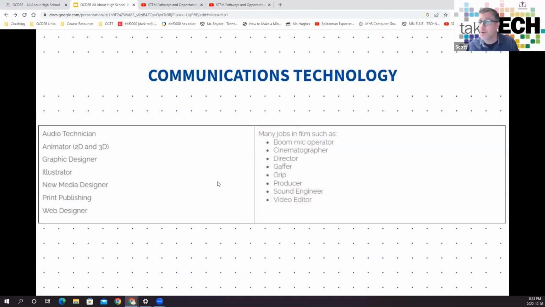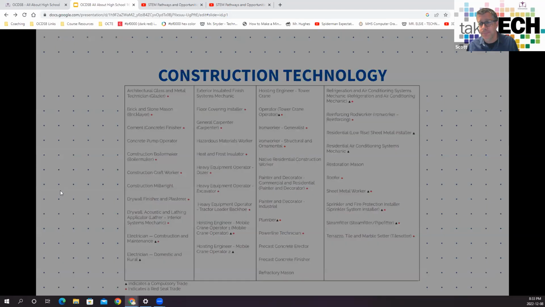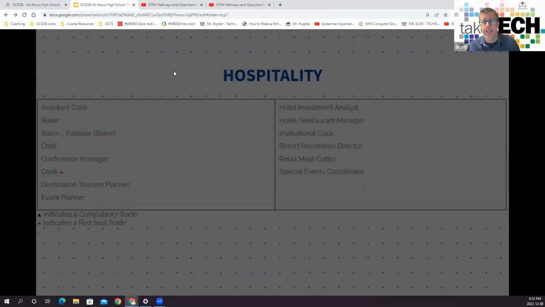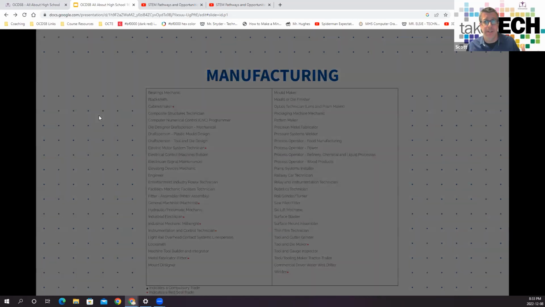Are there career opportunities for you? There absolutely are. There's Red Seal opportunities for you. In every single broad-based technology that we offer, there are jobs available for you.